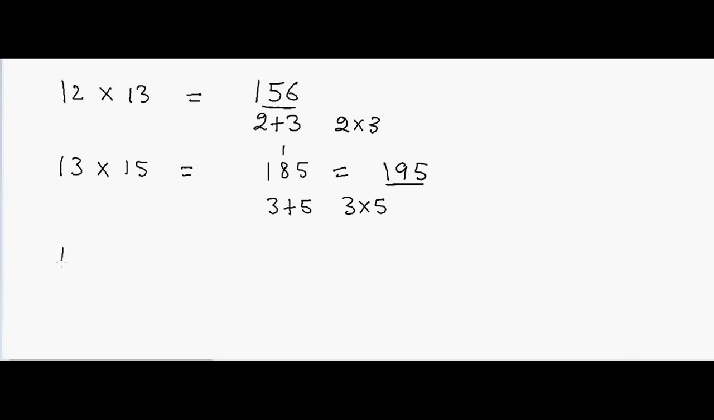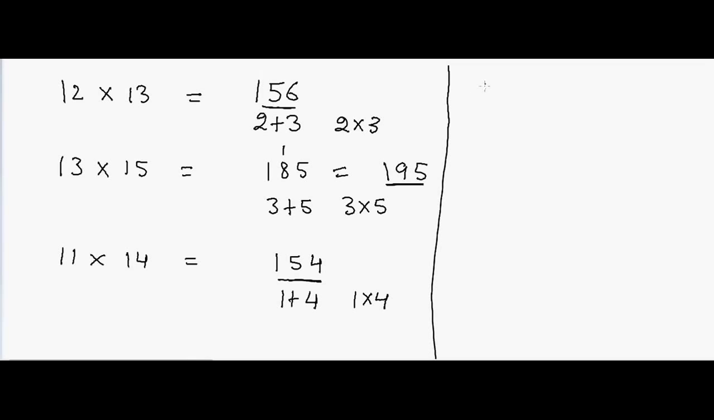Again, if I have 11 and I want to multiply by 14, then that will be equal to 1 plus 4, it's 5, and 1 into 4, that's equal to 4. The answer is 154. So how this trick works, let's take a look into it.